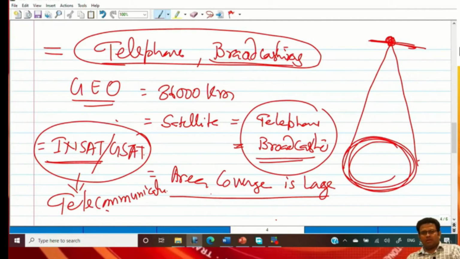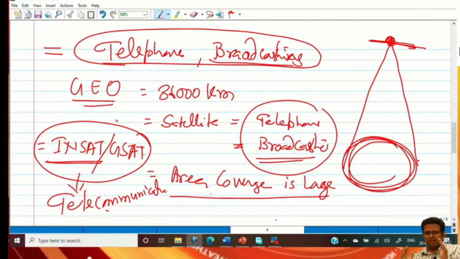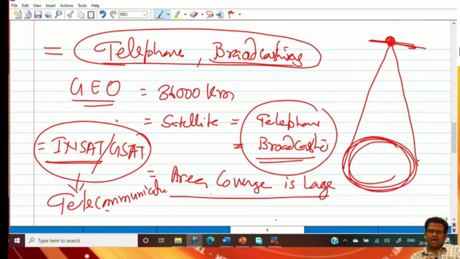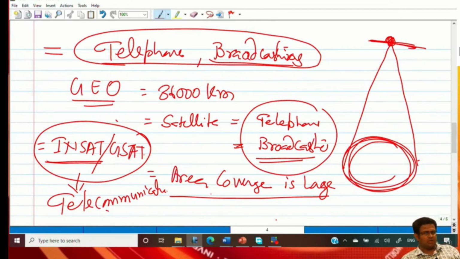It should be in GEO, that's good. And why should it be? You must be knowing, because we are able to send the signal of a cricket match or news channel to a larger area. Therefore I should establish my telecommunication satellite in the GEO, and these satellites are known as INSAT or GSAT. Is it clear to you?